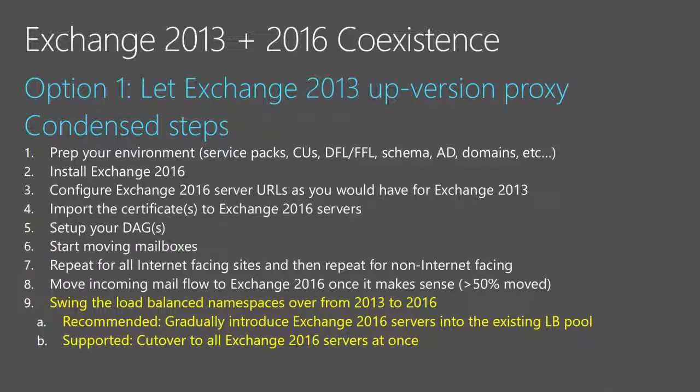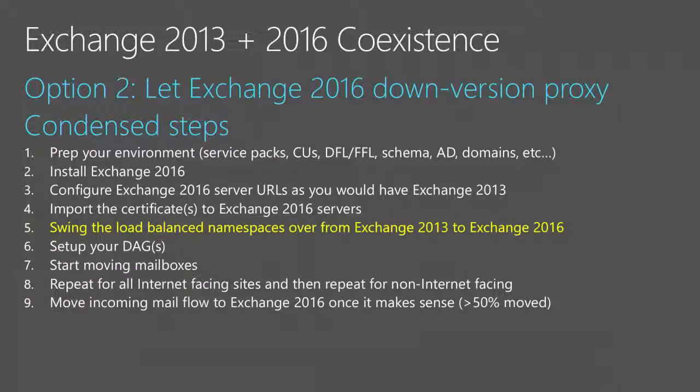Doing the up proxy. Option 2 has the same steps, except that last step is in a slightly different order. So we're going to down proxy, which means halfway through around step 5, before we create the DAGs, we're going to go ahead and switch the namespace so we're coming in through 2016 instead. And so this will then be down proxying all the requests to 2013. Otherwise, all the steps are identical. It's really up to you as to when you switch the namespace. You get the choice there.